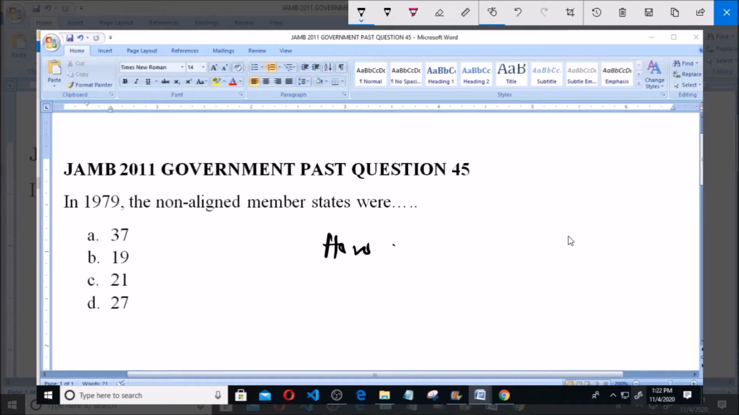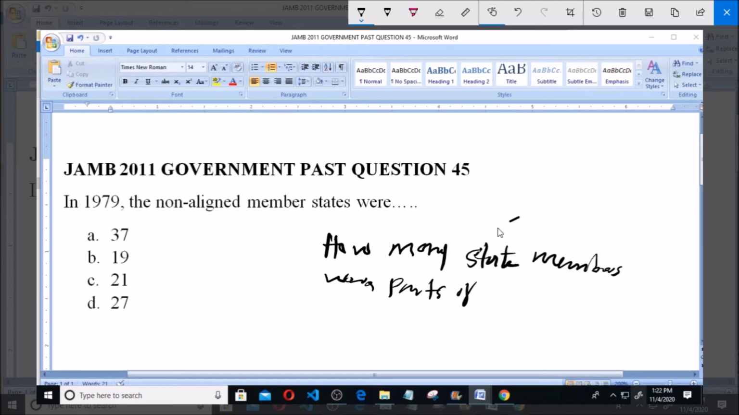how many state members were part of the non-aligned policies. So that's what the question is saying.